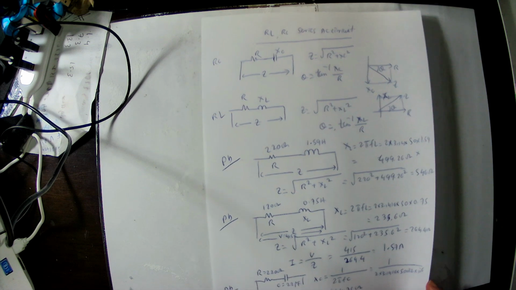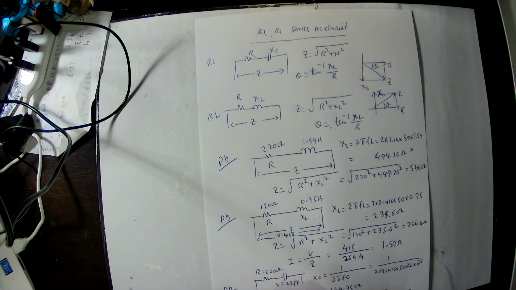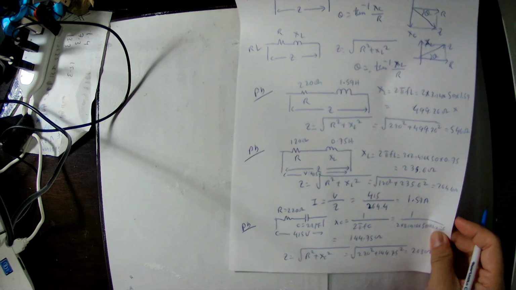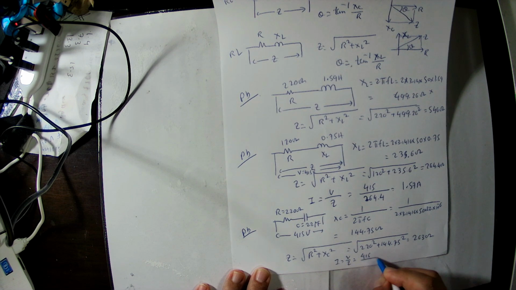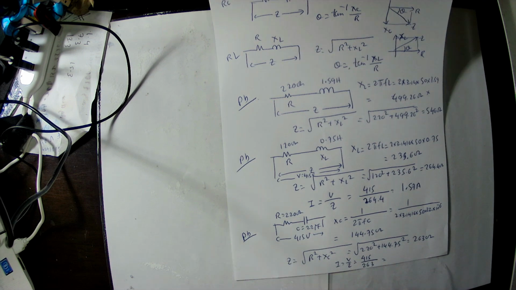So in this case, you can also calculate the current if the supply voltage is 415 volt. How do you calculate the current? I equals V by Z. Voltage is 415 volt, impedance is 263, so 415 divided by 263, we can calculate the current. So this is 1.58 ampere.